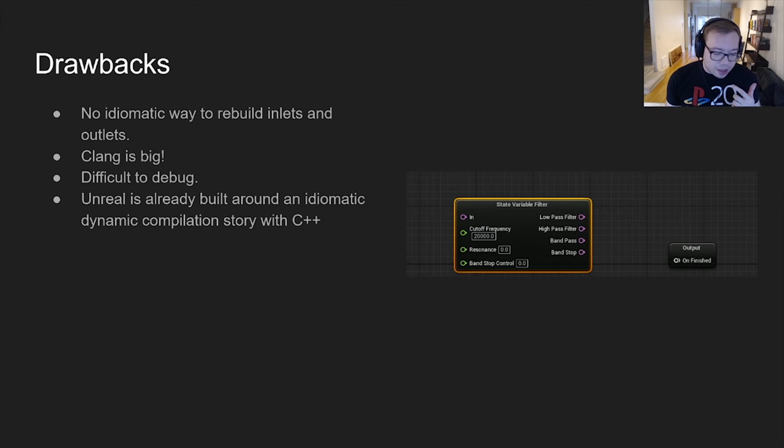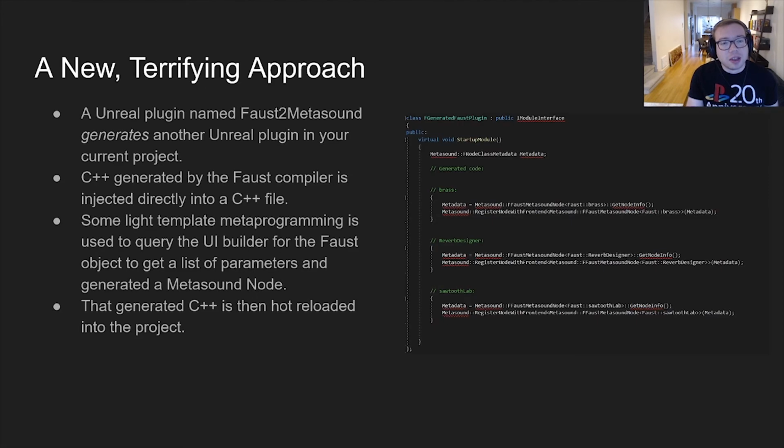So during this, I came up with something a little gross. Because Unreal already has this really idiomatic story for compiling C++, what if we generated some C++ from the emitted C++ from the Faust compiler and actually used the hot reload function for that? So that's what I ended up doing. The actual Faust Metasound Unreal plugin, instead of packaging libfaust, is generating a new plugin with injected C++ from a Faust compiler that could be anywhere. It could be the remote compiler, it could be from the IDE.